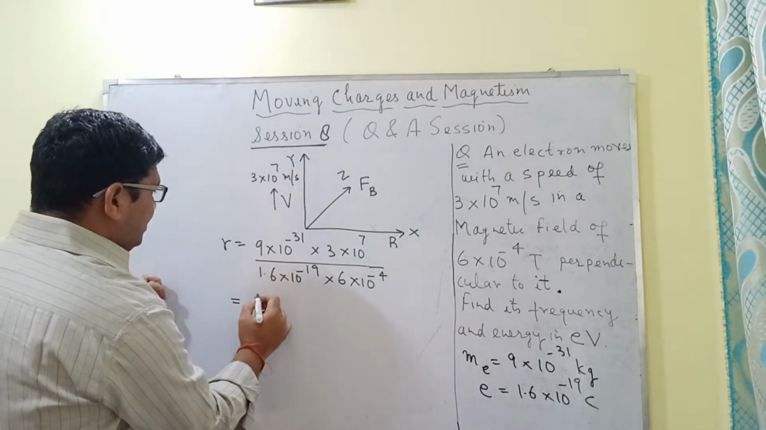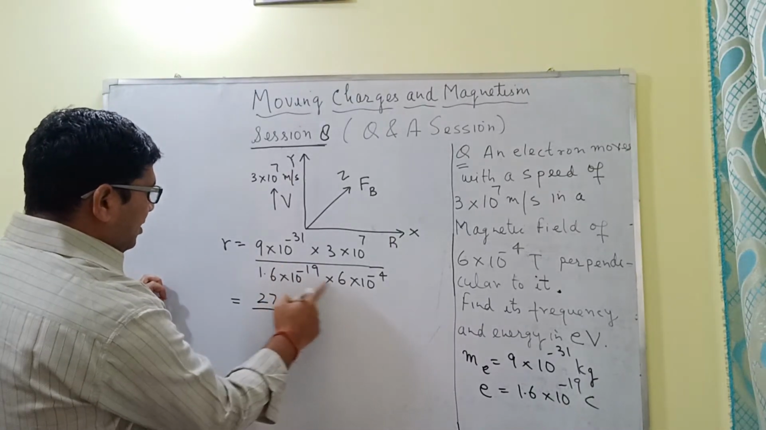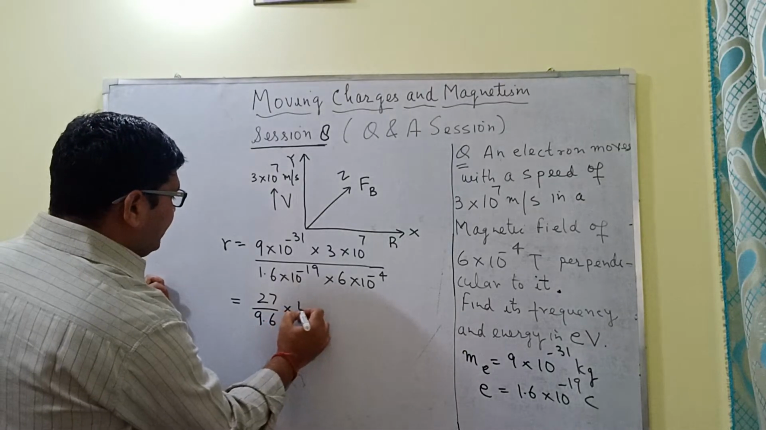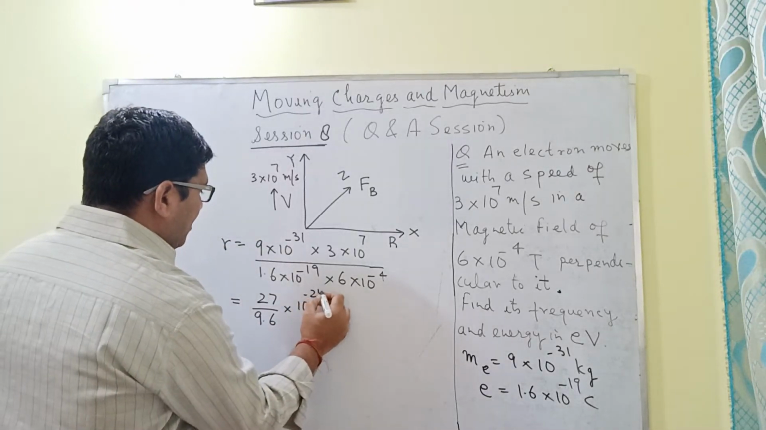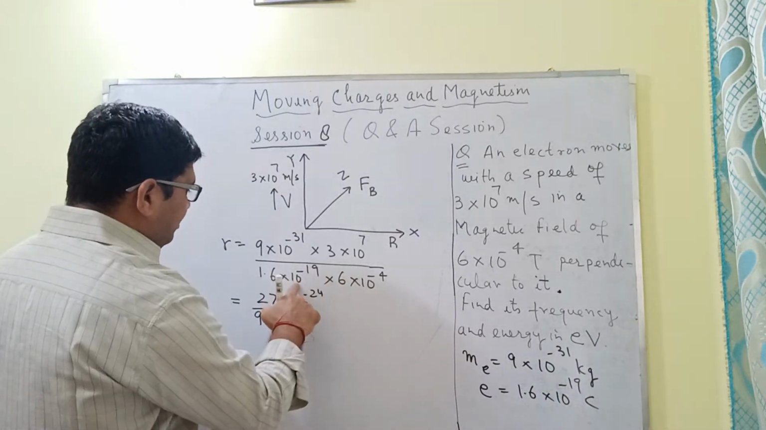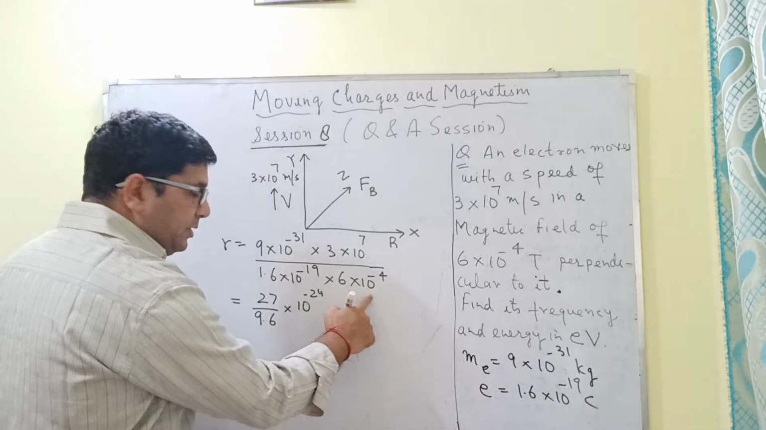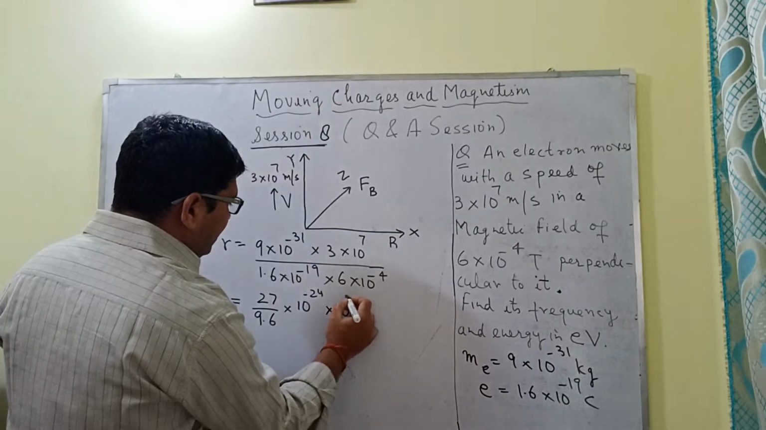So R will be equal to 27 divided by 9.6 into 10 to the power minus 37, this will go minus 24, and this one is 10 to the power minus 19, and 10 to the power minus 4, that is equal to 10 to the power minus 23, and when it goes into the numerator it becomes 10 to the power 23.